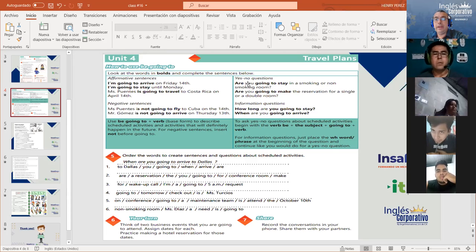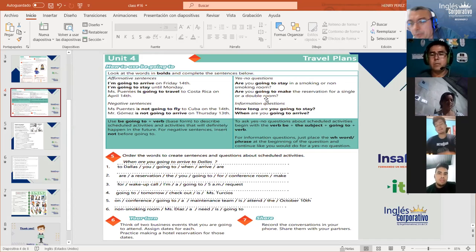Next one, the question form, Johnny. Okay, are you going to stay in a smoking or non-smoking room? Are you going to make the reservation for a single or a double room? Very good. This is in questions, right? Aquí prácticamente estamos pidiendo sí o no. Yes or no question.